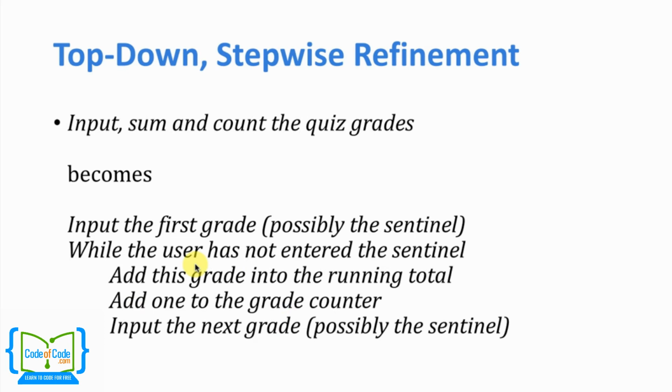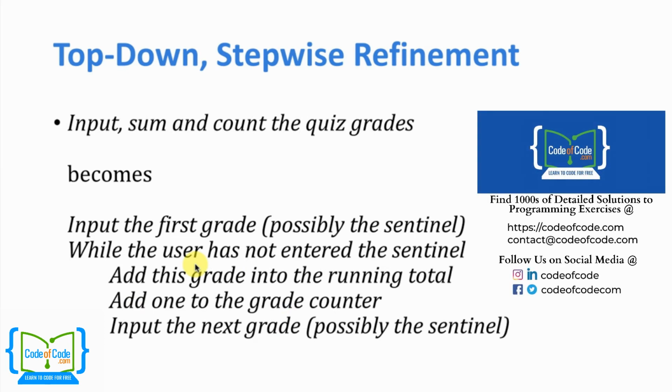to. Next up, we take the second statement from the original first refinement, input, sum, and count the quiz grades, and let's turn that into an algorithm for doing just that. So of course we know how to input values from the user. So what we say here is input the first grade, possibly the Sentinel. So, you know, an instructor who is working with this program might execute it thinking that they're about to go calculate the class average and then decide, you know what, I don't want to do this right now. I'm just going to enter the Sentinel and terminate the program.